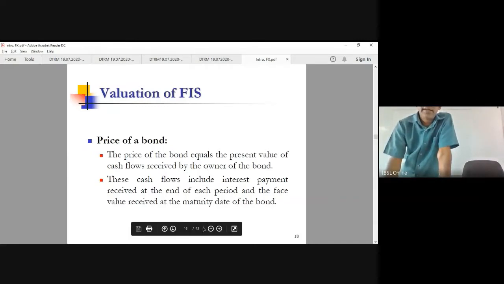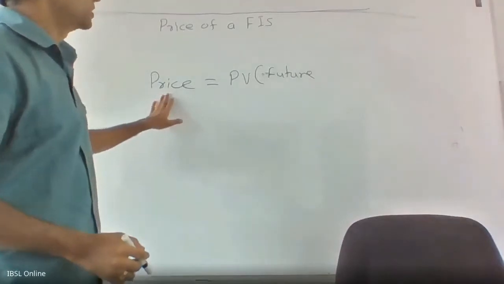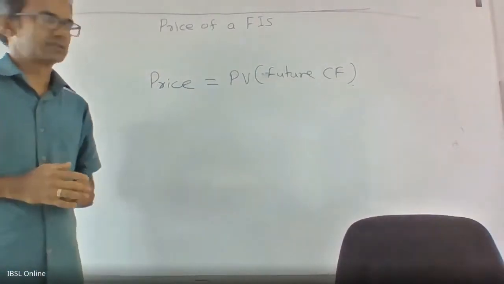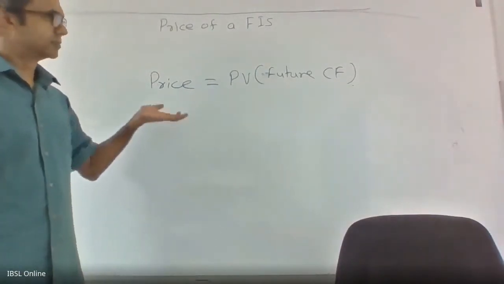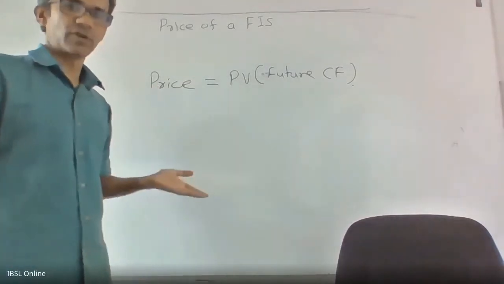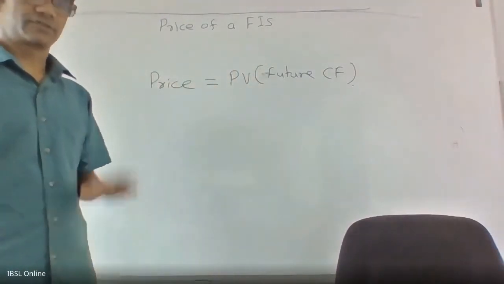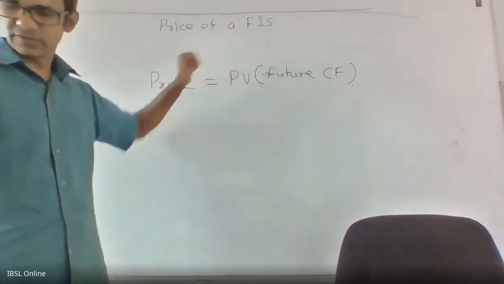For any financial instrument, the basic concept of pricing is that the value of that security is the present value of future cash flows. That is the basic principle. So price is the present value of future cash flows. If you have to value most financial instruments, it may be a stock or a bond, this is the basic concept. So this is applicable for a fixed income security or a bond as well.